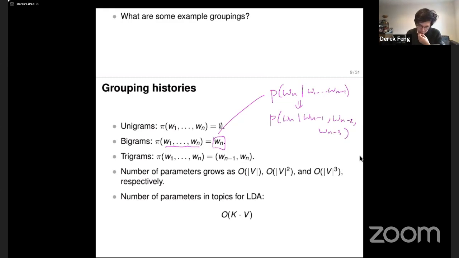Here, a trigram corresponds to looking at the last two words. A bigram corresponds to looking at the last word. A unigram would correspond to looking at no words, which would be equivalent to an independent model.